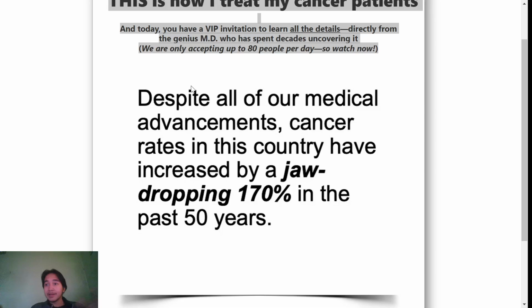Because you have a health problem, and the agitation part is probably your death, you dying. So the health brands have greater leverage over other niches because they can leverage death, right? So on the agitation: increased by a jaw-dropping... Now they did a whole social proof part, as in they researched it, right? Very specific with their headlines. 170% in the past 50 years.